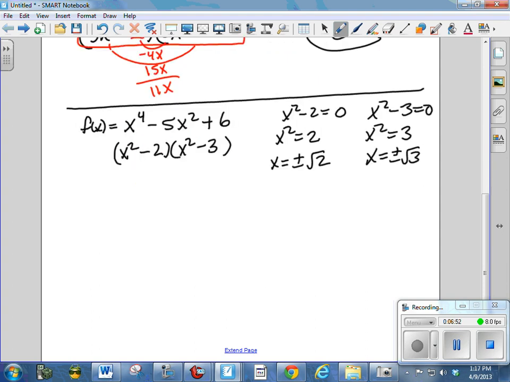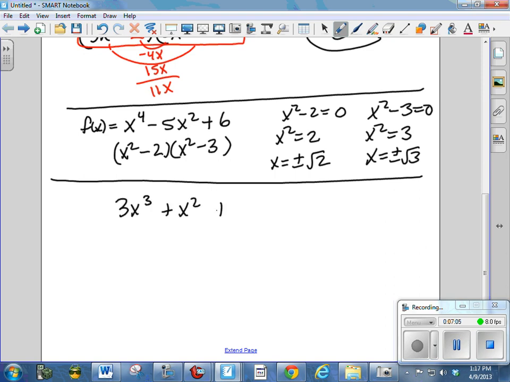One other method I want to talk about is factoring by grouping. You don't see this one as often, but occasionally you can find this. I have 3x cubed plus x squared plus 6x plus 2. Now, factoring by grouping works if you have four terms in your polynomial, and you're able to group them into two smaller subgroups, and each of them, when you factor out a common factor, you end up with the same thing inside the parentheses. And that's the only time it works, is if you end up with the same thing inside the parentheses.